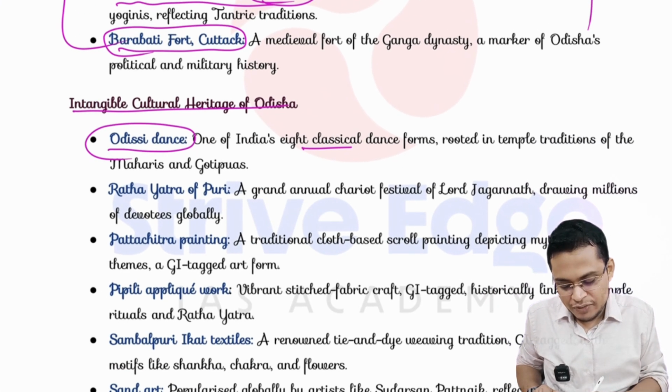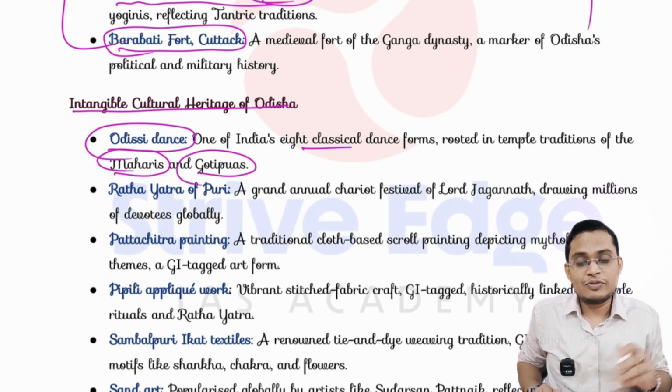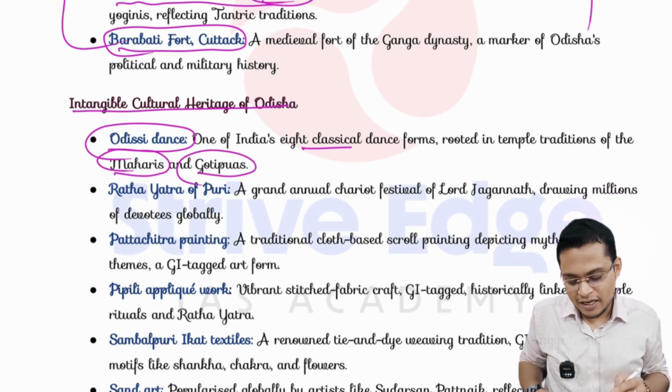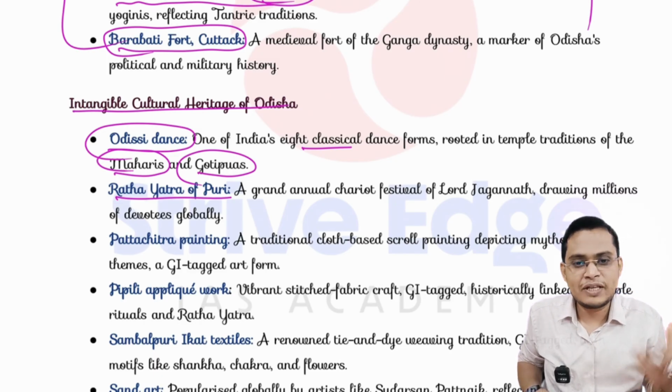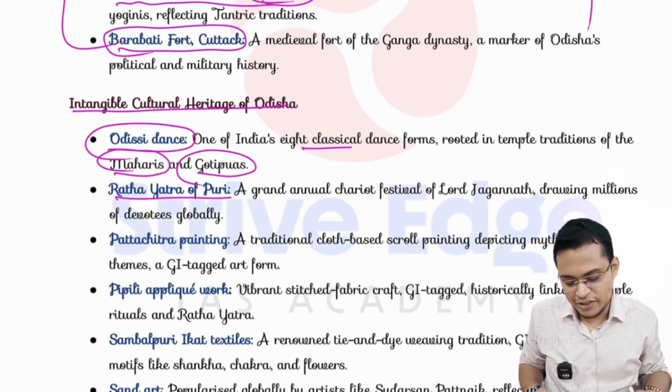So it has its origin from the Maharis and Gotipua. I think you all know about the dance Maharis and Gotipua. Ratha Yatra is famous all over the world, the chariot festival. People from all over come to experience the divinity of this Ratha Yatra.